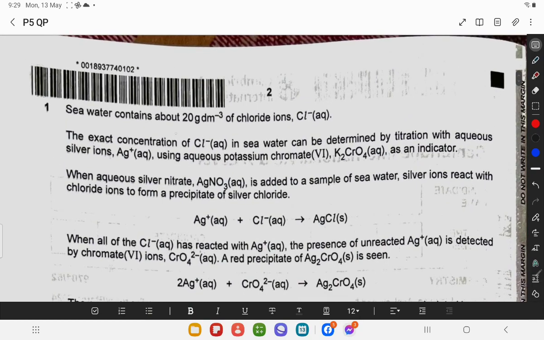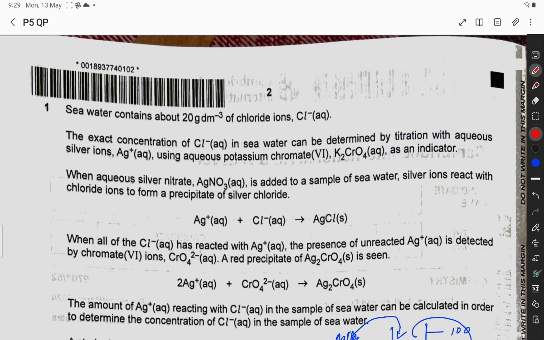Question number 1. It is very important to note each and every point in the question. Seawater contains 20 gram per dm cube of chloride ions. The exact concentration of chloride ion in seawater can be determined by titration with aqueous silver ions using aqueous potassium chromate as an indicator.